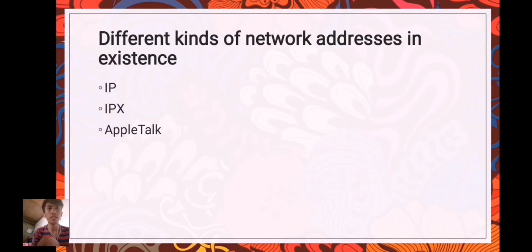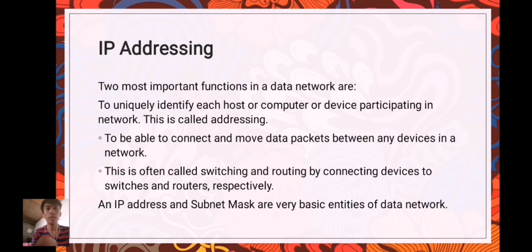Next, different kinds of network addresses in existence: IP, IPX, and AppleTalk. IP addressing. Two of the most important functions in a data network are to uniquely identify each host, computer, or device participating in the network. This is called addressing. And to be able to connect and move data packets between any devices in a network. This is often called switching and routing, by connecting devices to switches and routers respectively.